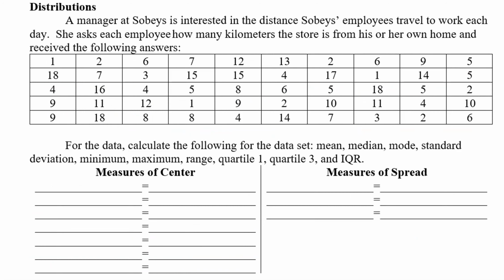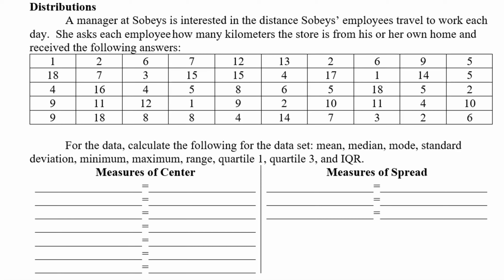A manager at Sobeys is interested in the distance Sobeys employees travel to work each day. She asked each employee how many kilometers the store is from his or her own home and received the following answers. It appears that she surveyed 50 of her employees. And for the data, what we're doing is calculating each of the following: the mean, median, mode, standard deviation, min, max, range, Q1, Q3, and the IQR. Hopefully these are terms that are familiar to us from our statistics unit in Math 1.